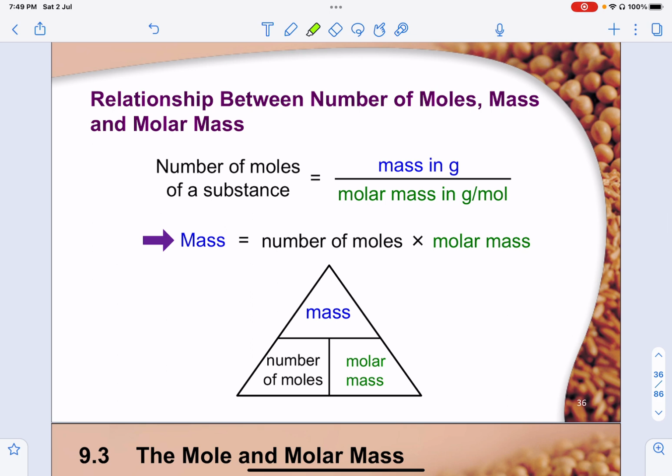So in a nutshell, this is the main relationship between number of moles, mass, and molar mass, where the number of moles is equal to mass over molar mass. And this triangle can be a very good representation of this identity.